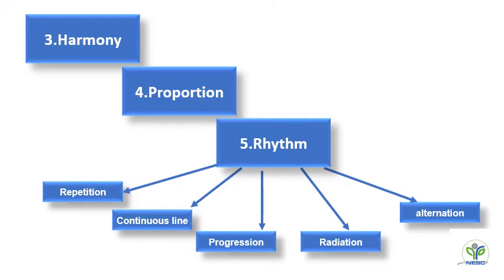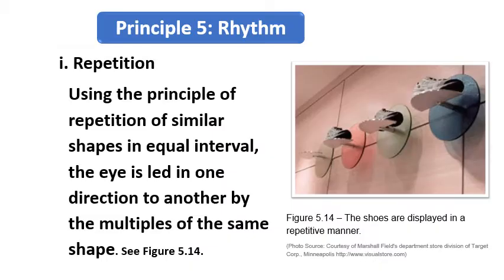Let's see this in detail. The first one under rhythm is repetition. Using the principle of repetition of similar shapes in equal intervals, the eye is led from one to another by the multiples of the same shape. Please refer to figure 5.14 for the same.